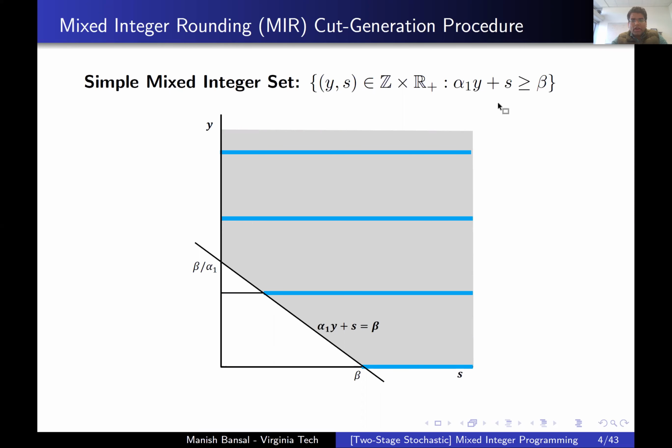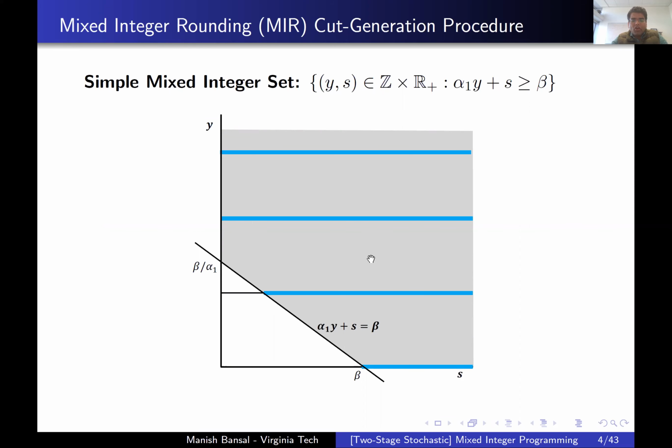So let's see how this will look graphically. Here, on this axis I have y, on this axis I have s. So this set essentially is represented by these blue lines. And if I take the LP relaxation of this set, which means if I relax the integrality restriction on the integer variable y, then I will get this gray region.